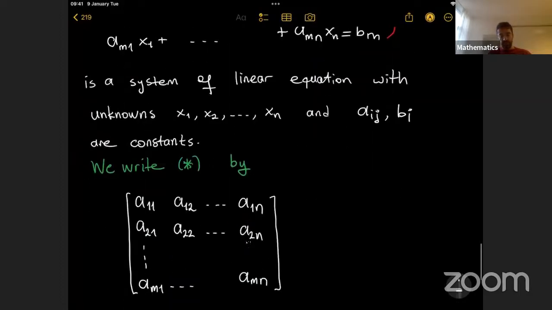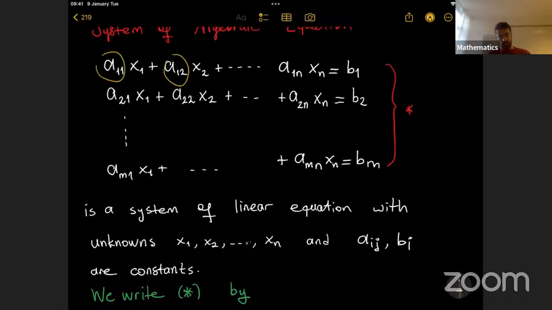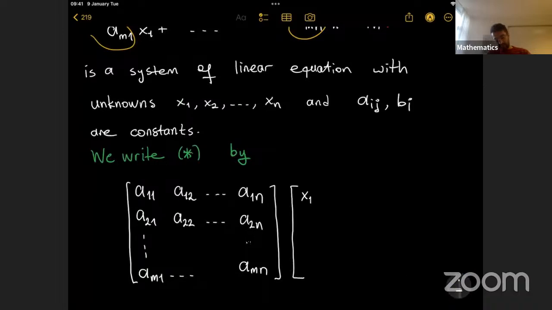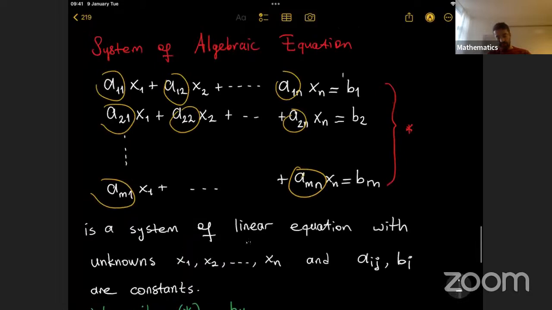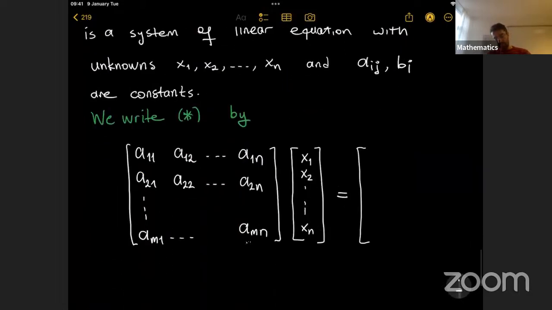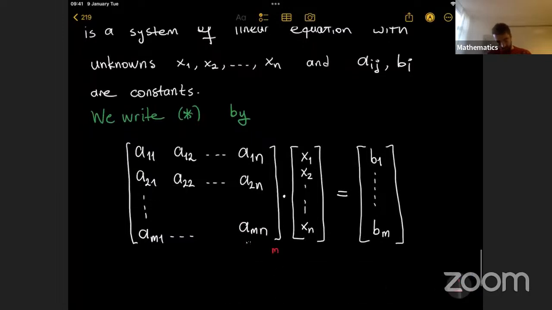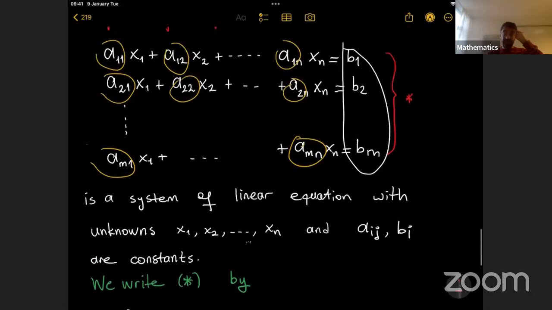For this system, we take the coefficients and make a matrix with these coefficients. And then the variable here, the unknown, is a vector x1, x2, xn. This is a vector, and it's equal to another vector, b1, bm. So you multiply these two. You can multiply, right? Because it's an m by n matrix, and this is an n by one matrix, and the resulting matrix is m by one. So this represents star here.